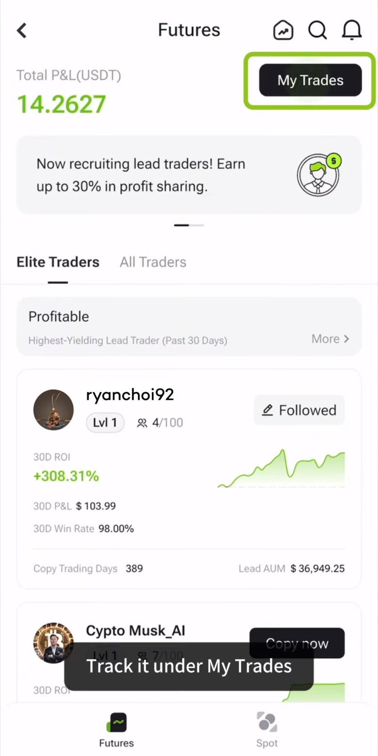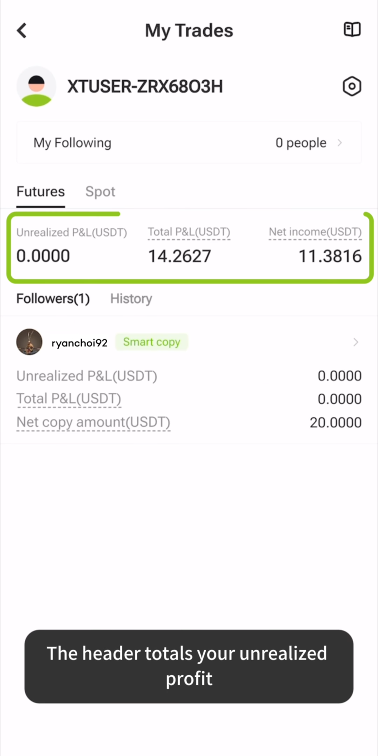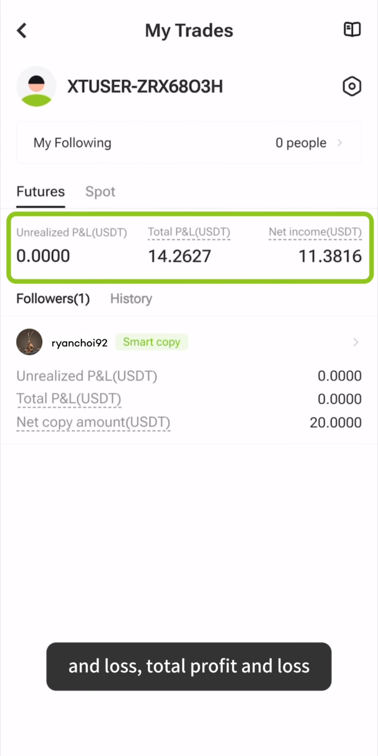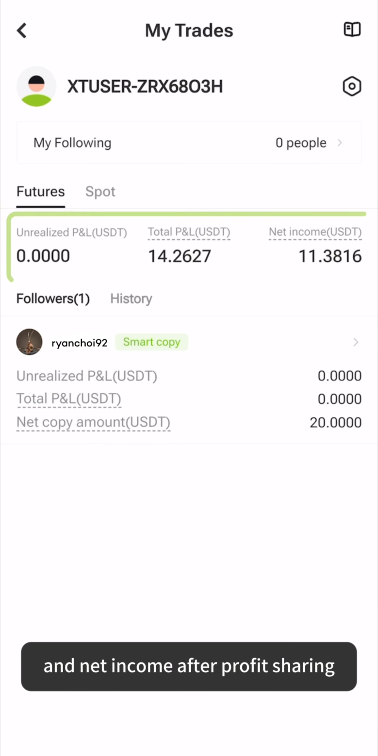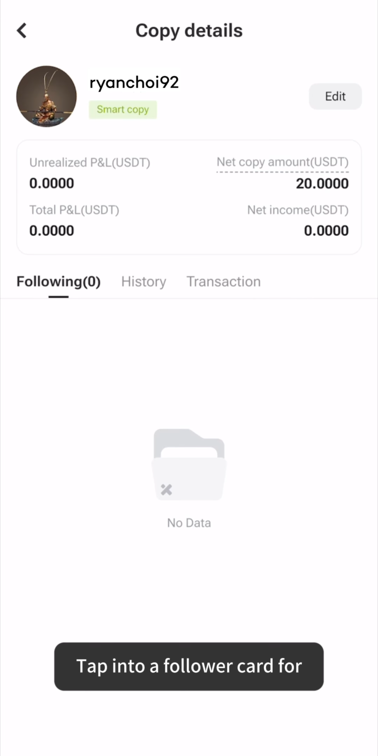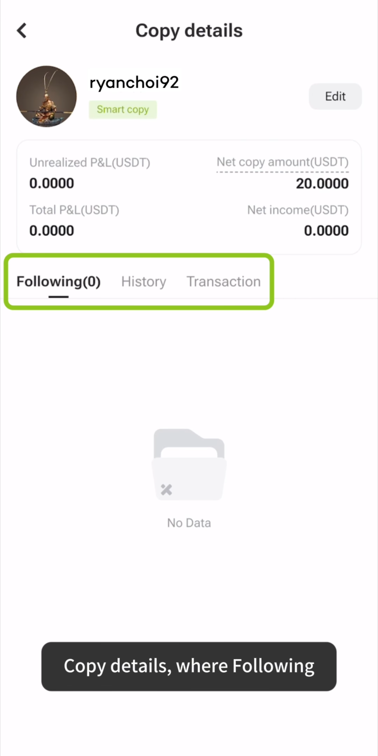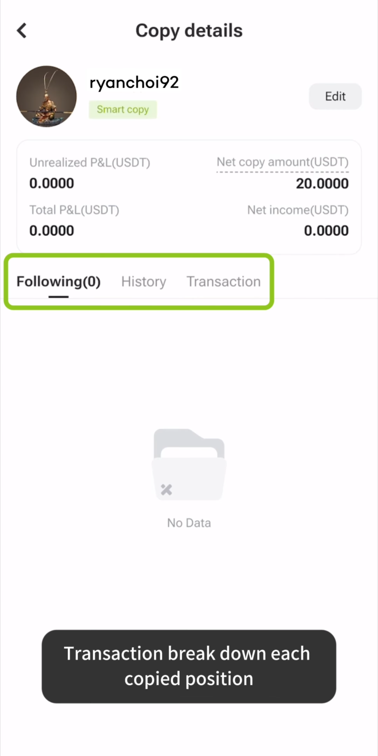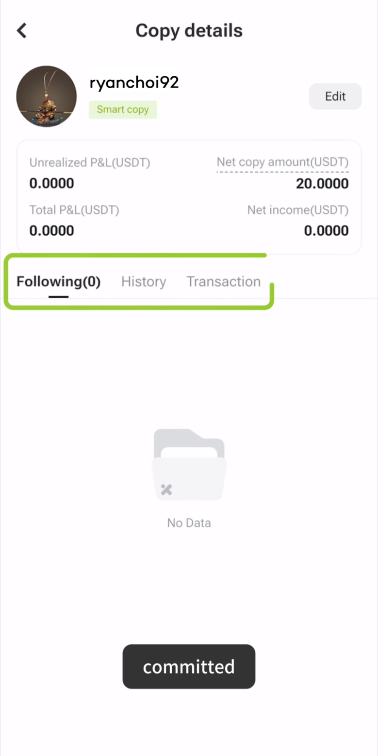Track it under My Trades. The header totals your unrealized profit and loss, total profit and loss, and net income after profit sharing. Tap into a follower card for copy details, where Following, History, and Transaction break down each copied position and the net amount you have committed.